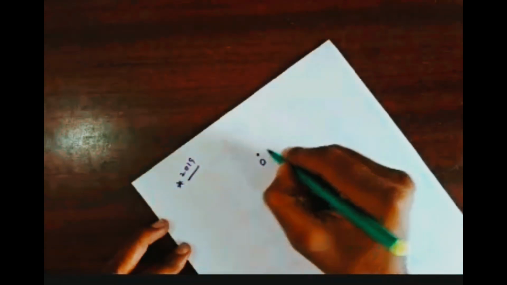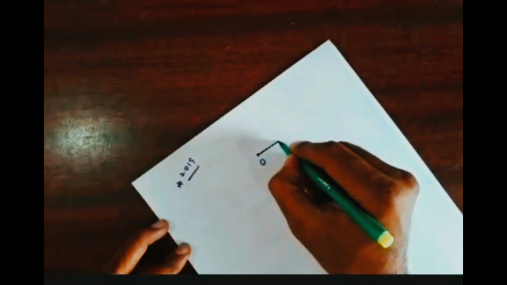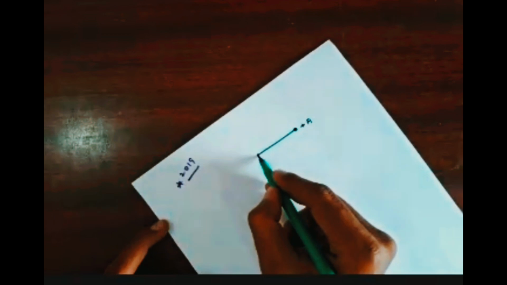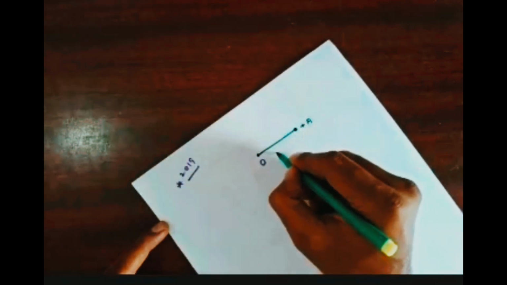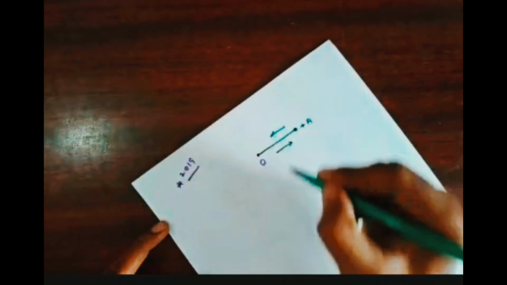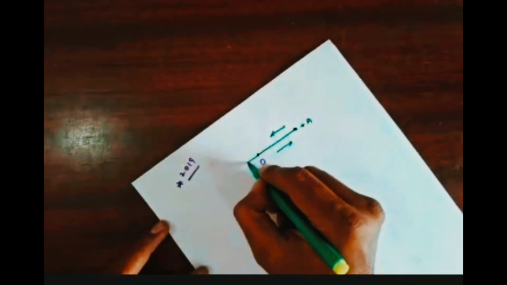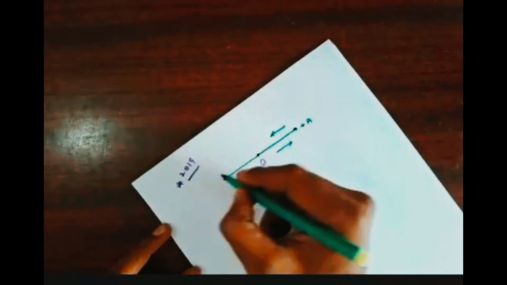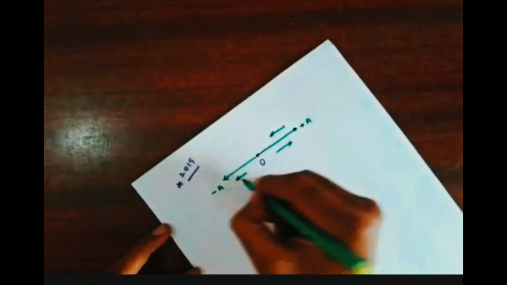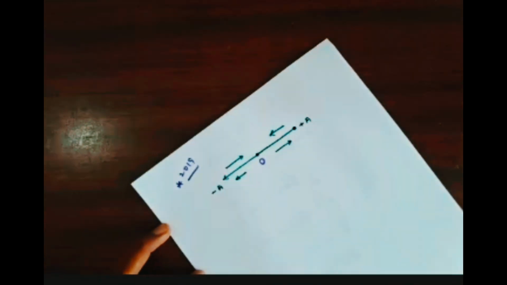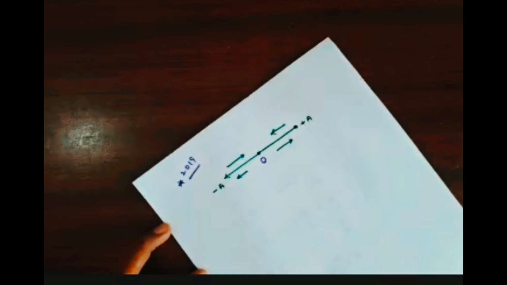From mean position, the body started and moved to one end of the extreme position, plus a, and again came back, and again moved to the other end of the extreme position, and again came back to the mean position. From where it started, again it reaches the same point at last. That is known as one oscillation.